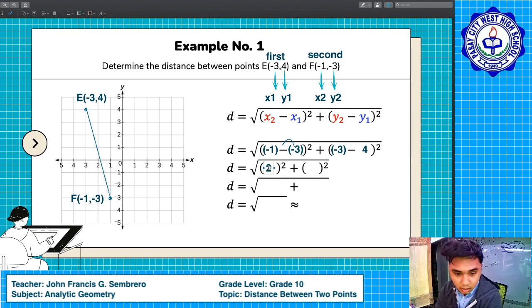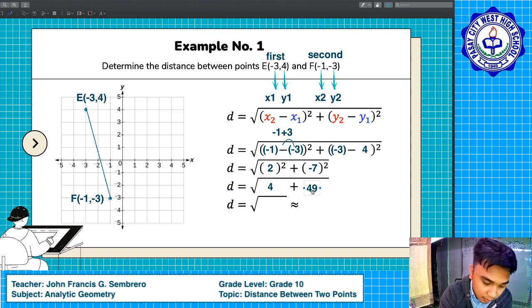Positive 2. So let me just type it here so that you have seen it. Negative 1 plus 3. That's how it will be. And then here, negative 3 minus 4, that's a negative 7. Okay. So, we square that. So, 2 square, that's basically 4. And negative 7 square, that's 49. Right? So, if you add them together, 4 and 49, that's 53.